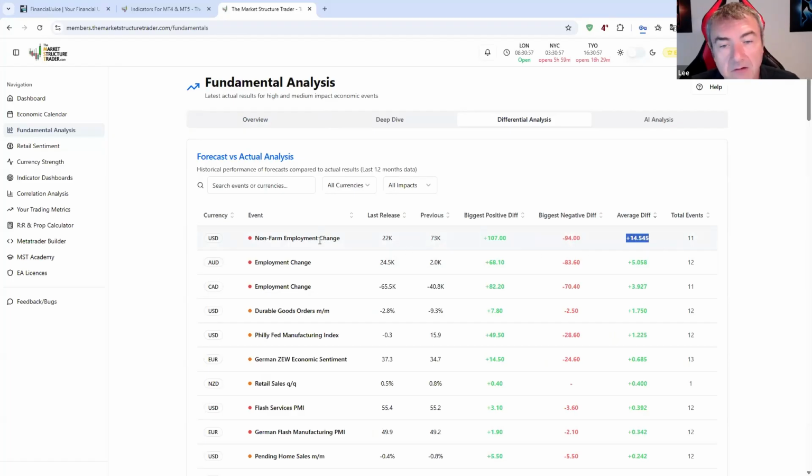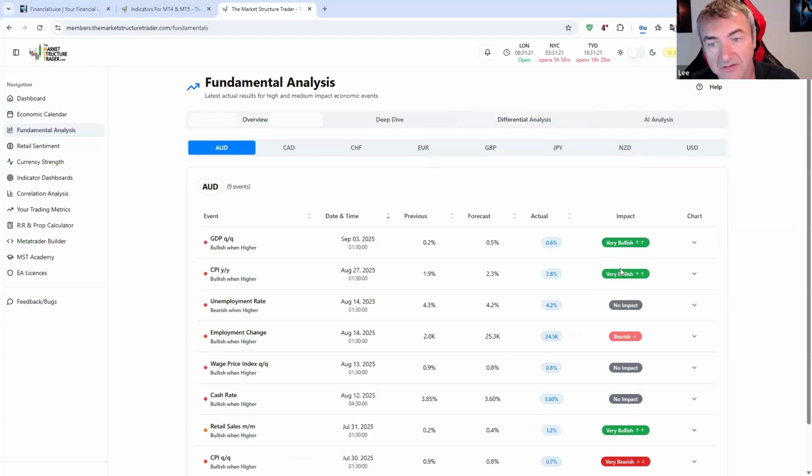So when the next non-farm payroll comes out, if they are forecasting, for example, a 22 and it comes out more than 14 different to that 22, that is very bullish or very bearish. If it's within that sort of parameter, then it comes out as normally bullish or bearish. Okay, so that just basically gives you an idea of how we're calculating these statistics here.